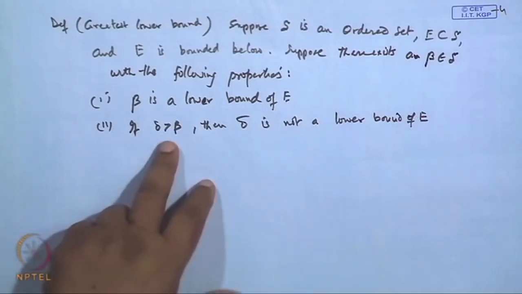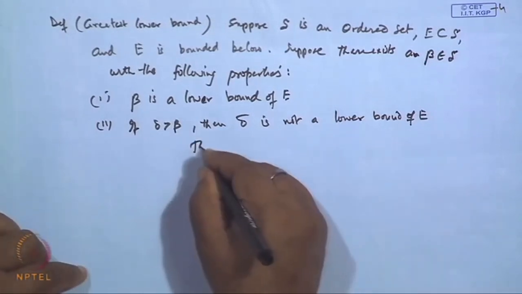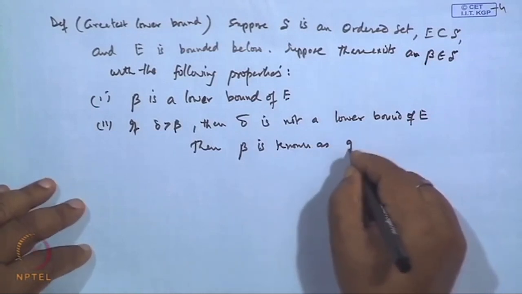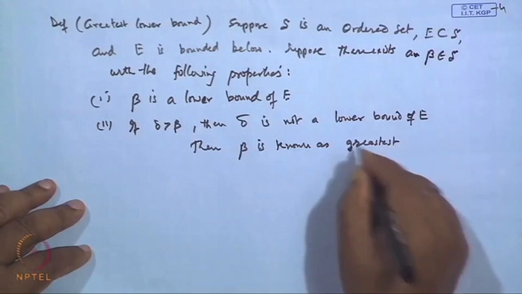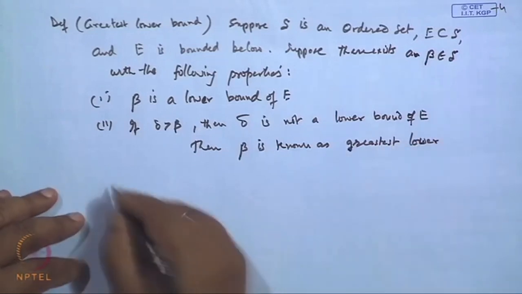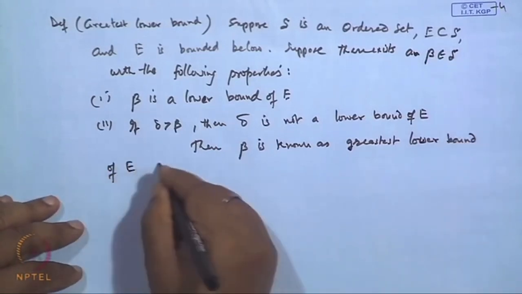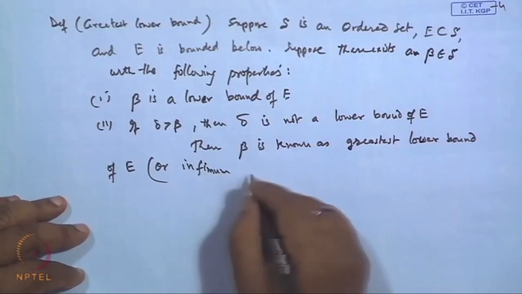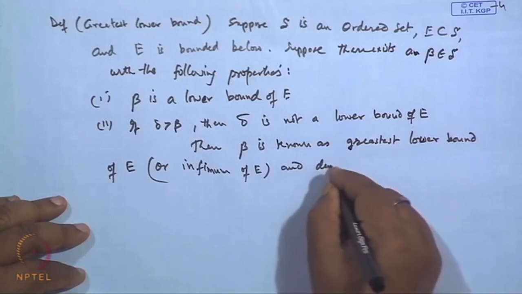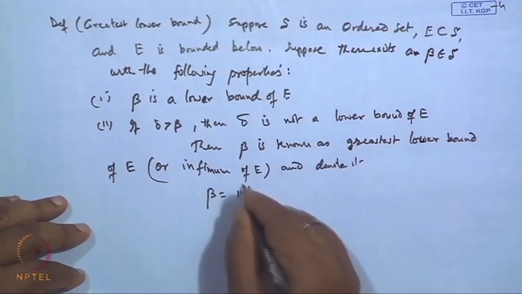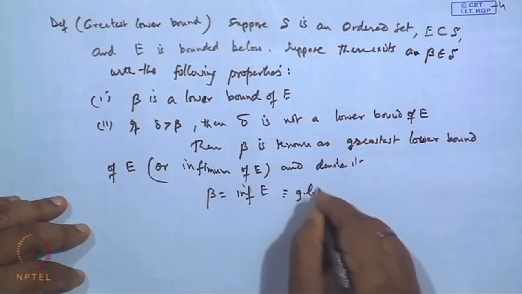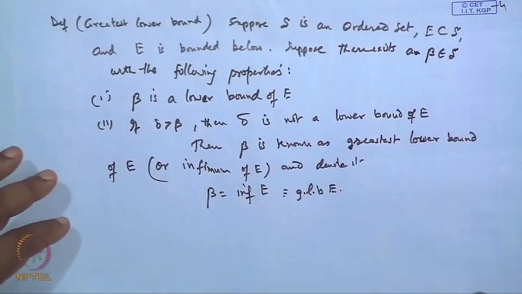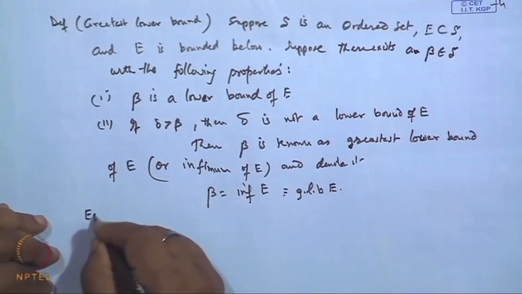So if we take any number delta slightly higher than beta, it will not be a lower bound. Then beta is known as the greatest lower bound of E, or we can also say it is the infimum of the set E. We denote it as beta is the infimum of the set E, which is the same as the greatest lower bound of E. So this is the way we define the greatest lower bound and the least upper bound. Now let's take an example.